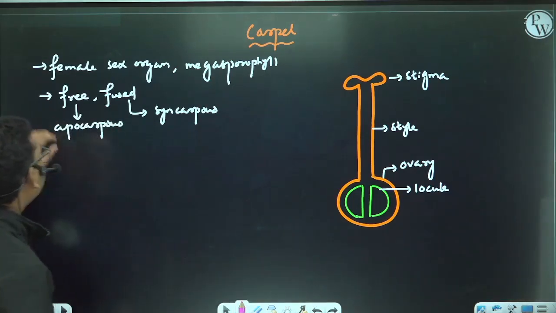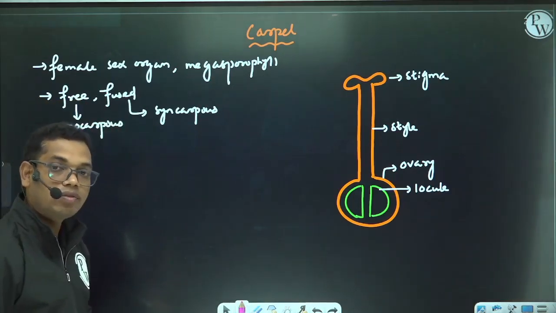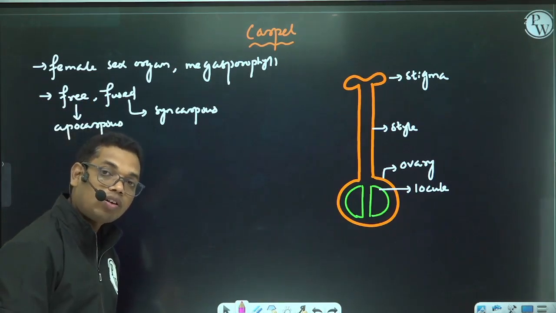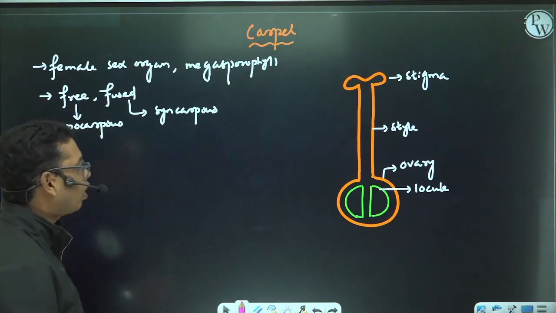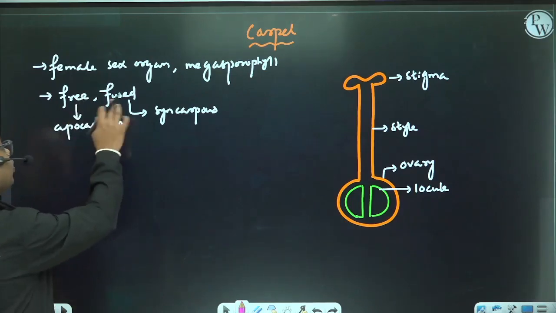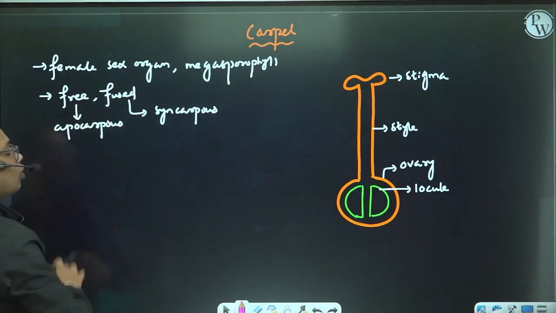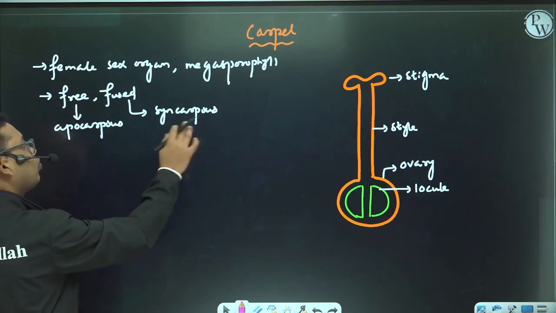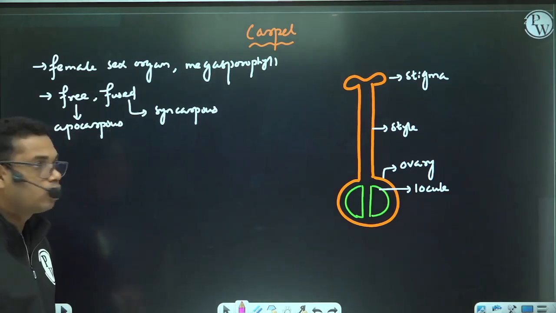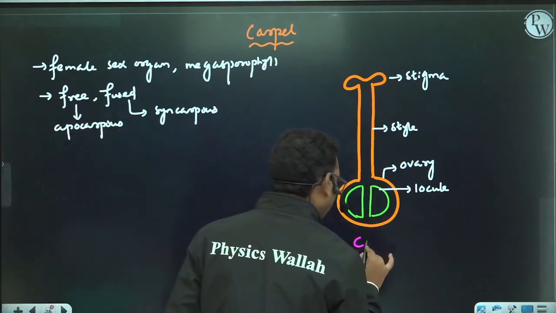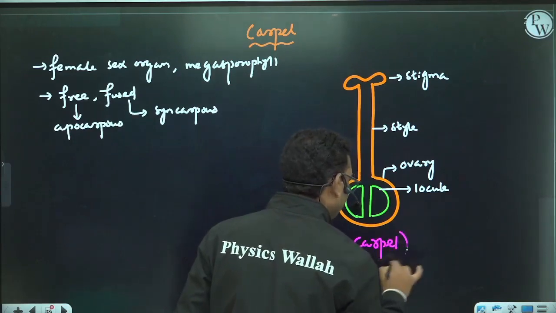Now the number of carpels in a flower can be 0 or 1 or more than 1, and if the number of carpels is more than 1, they can either be free or fused. If they are free, we call that condition apocarpous. If they are fused, we call that condition syncarpous. So this is a carpel, and we can also call carpel pistil.